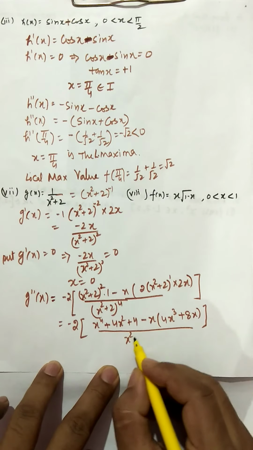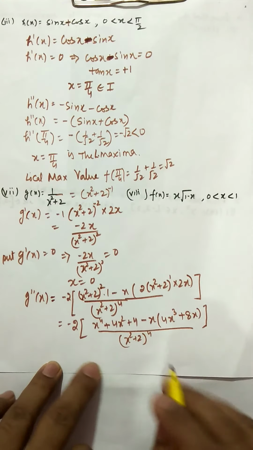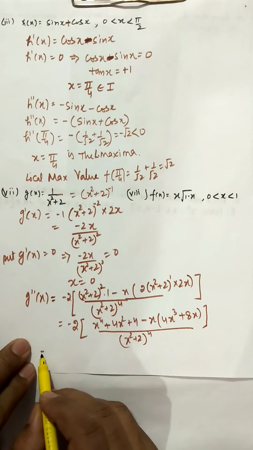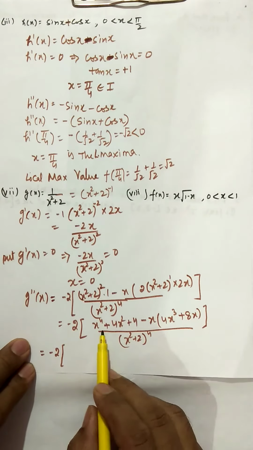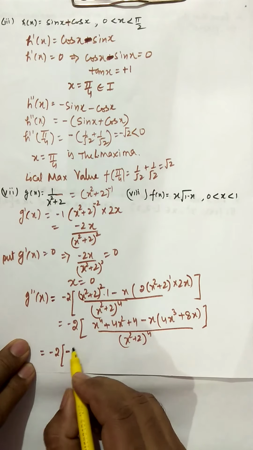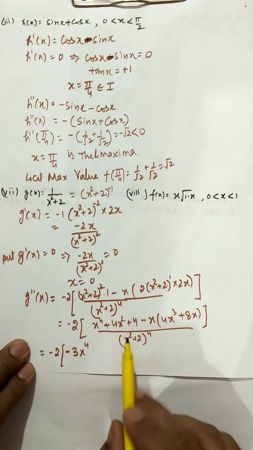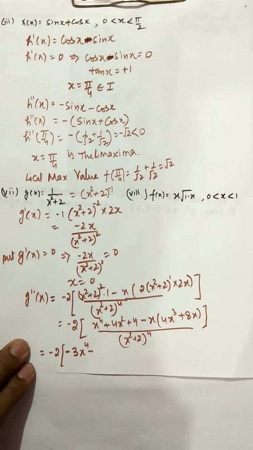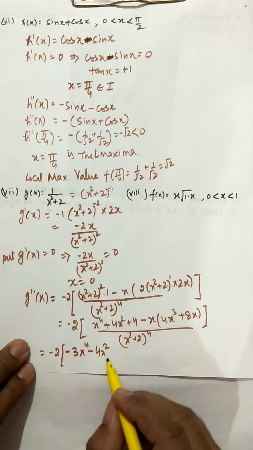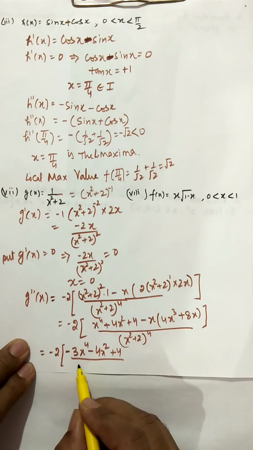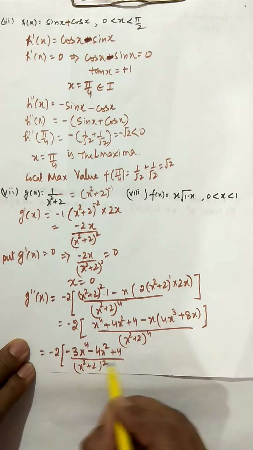And this is your x square plus 2 power 4. So if you open the bracket, you see what comes. This is minus 2, this is x to the 4, this is 4x cube, so it's going to be minus 3x to the 4. This is 4x square, and it's going to be minus 8x square, so it's going to be minus 4x square. Now this is 4 plus 4, so you may write here plus 4, and now you can write x square plus 2 whole square.